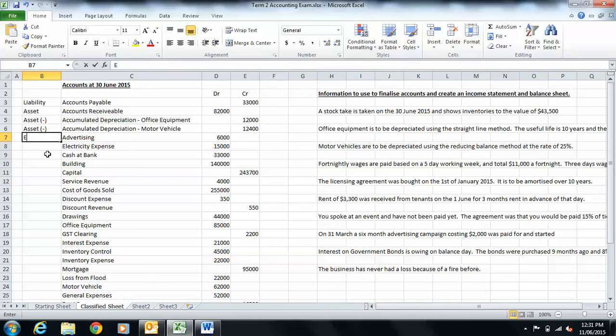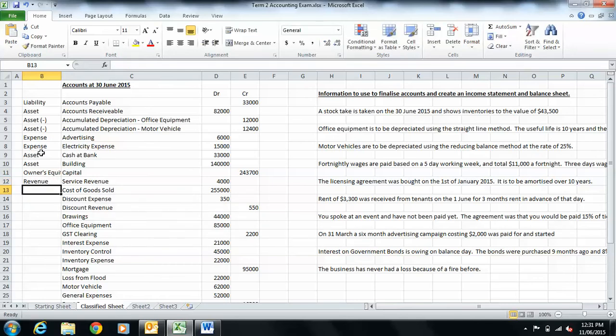Advertising is going to be expense. Electricity expense, not surprising, is going to be an expense. Cash at bank, it's going to be an asset. The building, an asset. If you wanted to differentiate between current and non-current assets, you certainly could. Your capital account is going to be part of your owner's equity. Service revenue is going to be a revenue account.